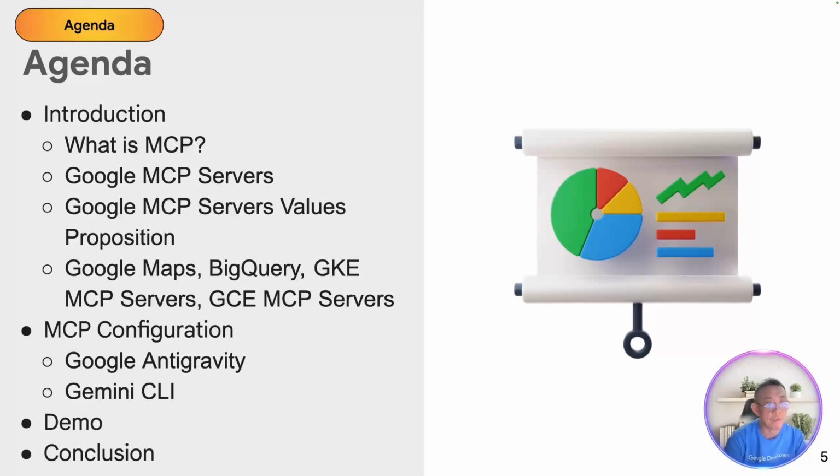So at this moment, there are many services coming up from Google itself. At this moment, the big 4 Google MCP servers available are Google Maps, BigQuery, GKE MCP server, and GCE MCP server. So I will talk about how we configure this if you were to run this MCP server on your local machine. I will talk about how you configure this in Google Anti-Gravity and Gemini CLI. Then I will finish off with the demo.